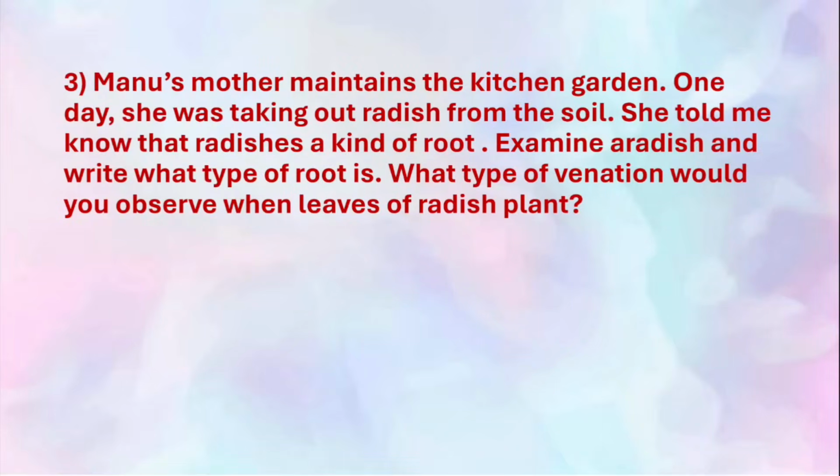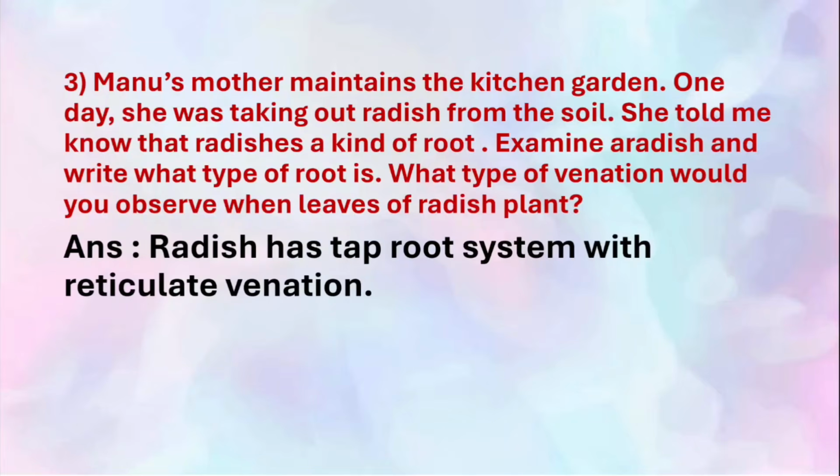Third question. Manu's mother maintains the kitchen garden. One day she was taking out a radish from the soil. She told him, "Know that radish is a kind of root. Examine a radish and write what type of root it is. What type of venation would you observe in the leaves of the radish plant?" Answer: radish has a taproot system with reticulate venation.